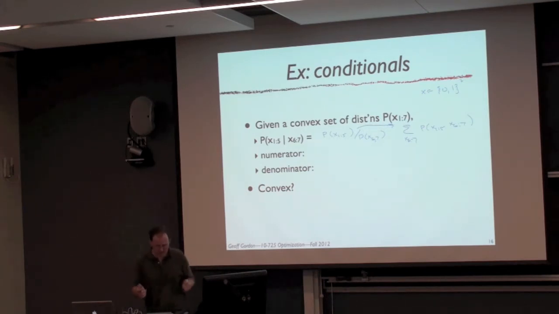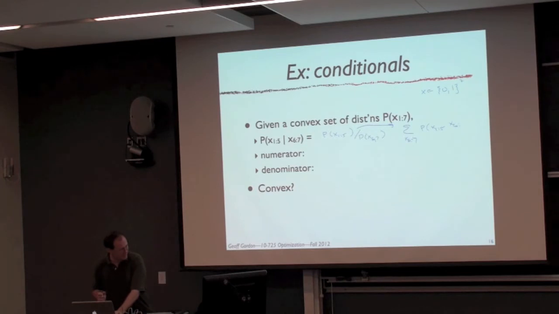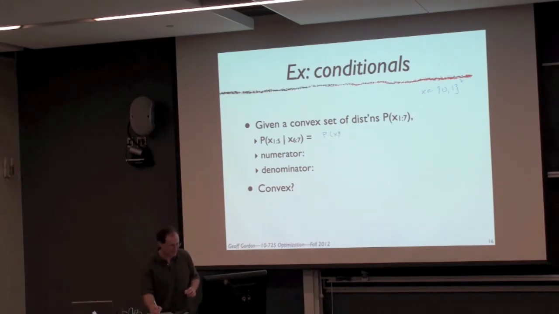This is what comes from writing my slides too late at night. So we'll just erase that, pretend it never happened, except for the video that's going to be on the internet. Right. Probability of x1 through 7 divided by probability of x6 and 7.